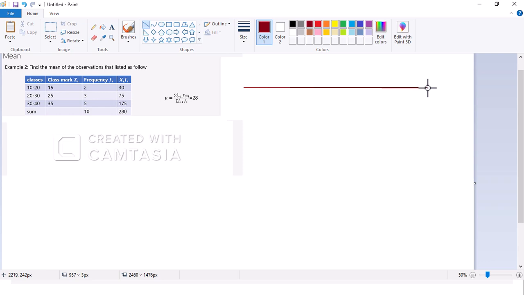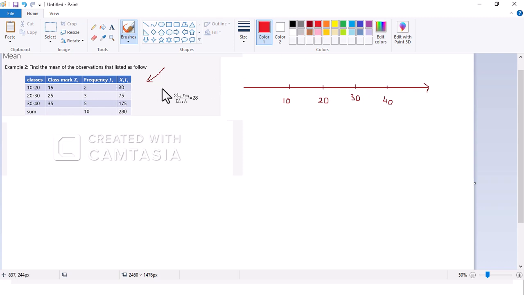So if you have an axis here, let me just put one arrow to show the side of the data. Then as you can see, the data starts from 10, and we have the classes from 10 to 20, 20 to 30, and 30 to 40. So that means our data are separated between 10 to 40. Based on this table, I sketched the given data over there.